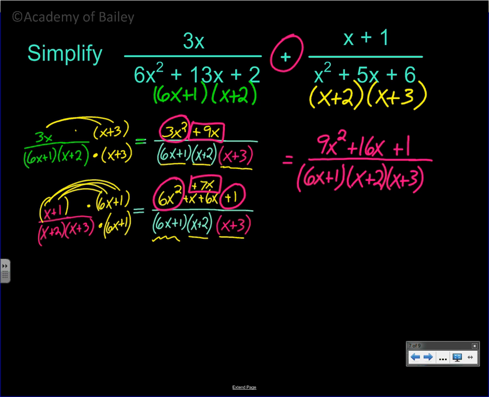So let's look at the top. We have 9 and 1. Two numbers that multiply to get 9 that add up to get a positive 16. I don't think it's going to happen, because 9 and 1, 3 and 3, 10 and 6. So therefore the top of that fraction is not factorable. So we're going to leave that as our simplified form. And that's what we have.